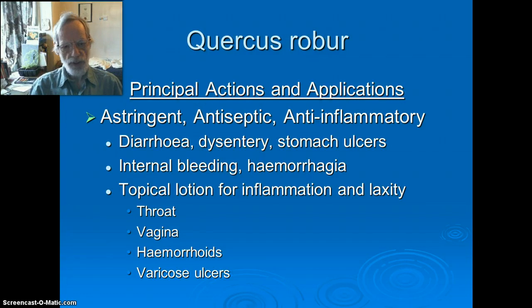So a lot of these phenolic compounds have quite a strong antiseptic effect. So applicable in diarrhea, dysentery, stomach ulcers, but also internal bleeding and hemorrhagia. So hemorrhage from anywhere. Topically, it can be used to reduce inflammation and improve laxity, whether it's in the throat, in the vagina, hemorrhoids, or externally on the skin for varicose ulcers.